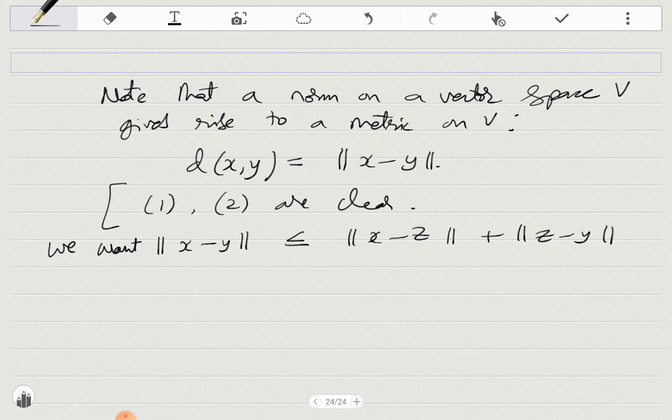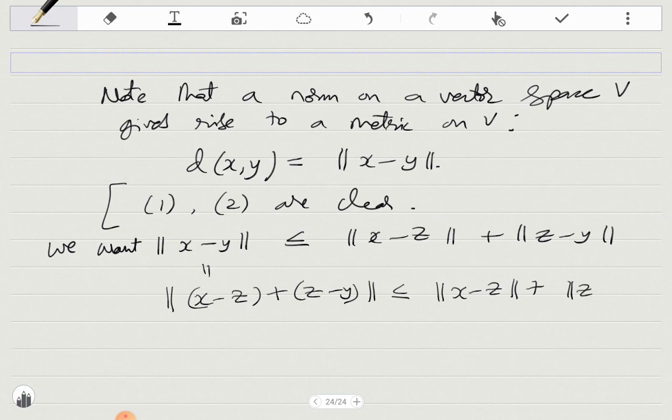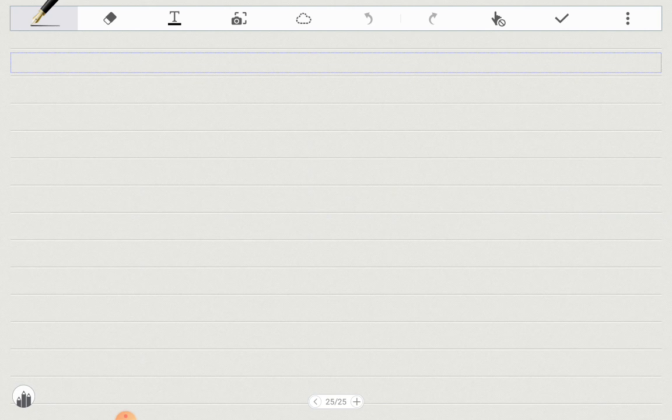And this is immediate from the definition of the norm, because I can write the left hand side as x minus z plus z minus y, and the third defining property of a norm will tell me that this is less than or equal to the norm of x minus z plus the norm of z minus y. So this proves that a norm gives rise to a distance function on a vector space.